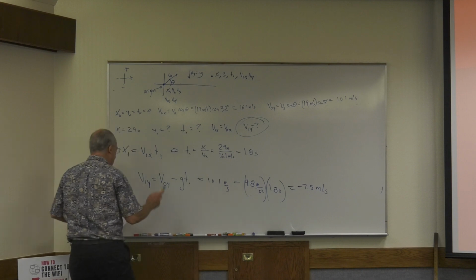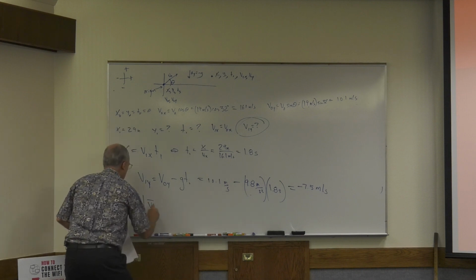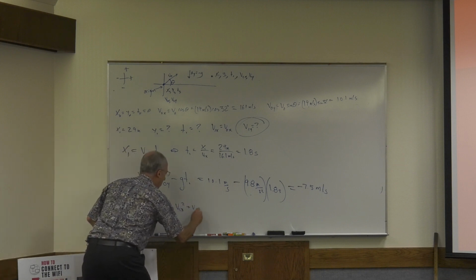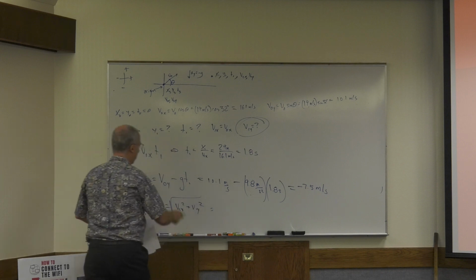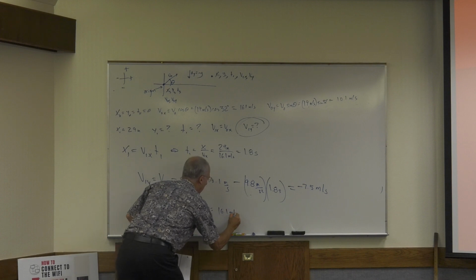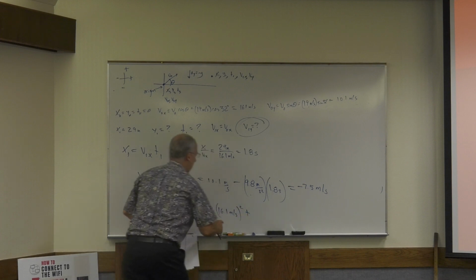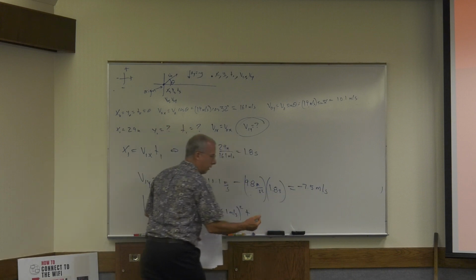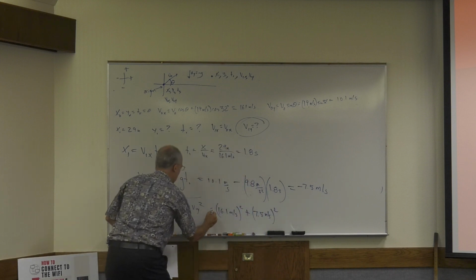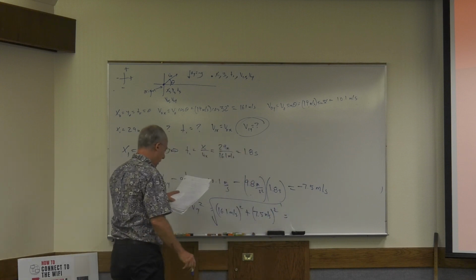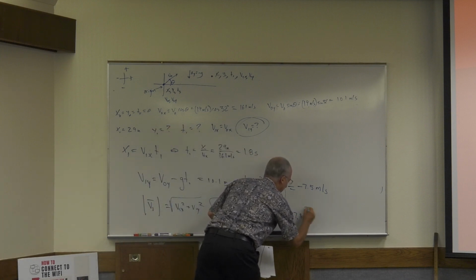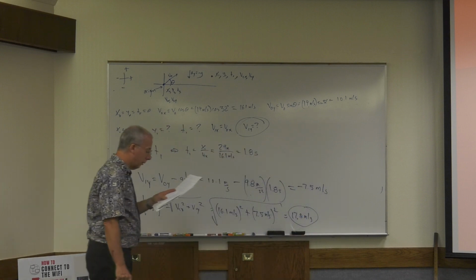Now we want the speed, so we want the magnitude of v1. That's the square root of v1x squared plus v1y squared. v1x is 16.1 squared. v1y we just figured out; I don't care about the negative because it's getting squared. And we square root the whole thing, and we get 17.8 meters per second. There you go.